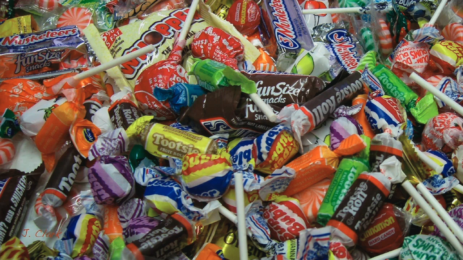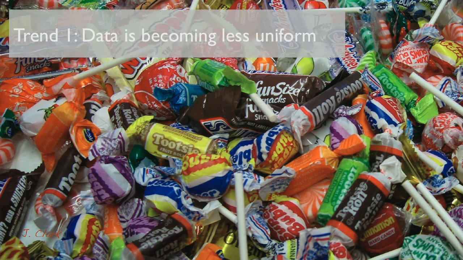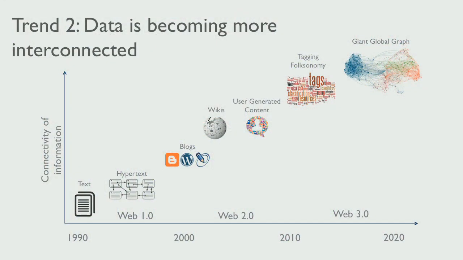Some of the trends we have observed at Tableau is, first of all, we start seeing data become less and less uniform. Just like a basket of candy, data now comes in all sizes and shapes and different kinds. We're also seeing data becoming more and more interconnected. Relationships. Think about analyzing text, analyzing sentiment, and think about how cool it is that there's a recommendation engine that's going to tell you what you might like based on restaurants you've visited.